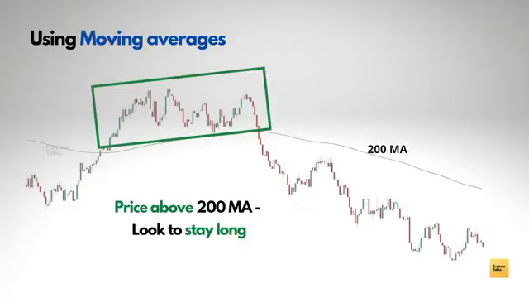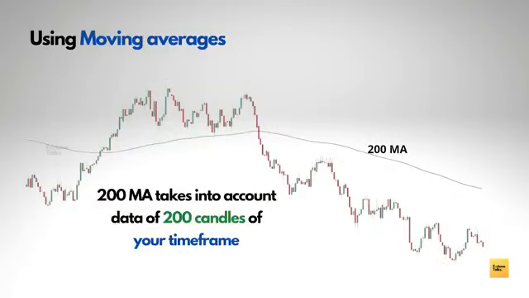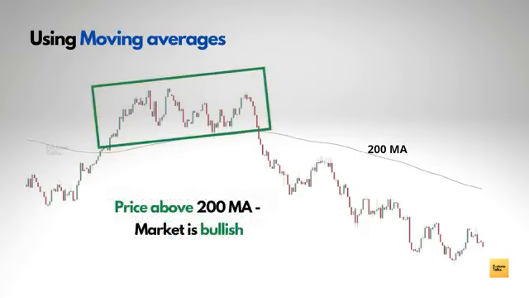We know from the basics that if the price is above the 200 moving average, for example, we should try to stay long, and if the price is below the 200 moving average, try to stay short on the market. Now the reason for this is quite simple. If you think about this, the 200 period moving average summarizes the price of the last 200 candles based on your time frame. So if the price is right now above the 200 moving average, it is telling you that the price has been trending higher.